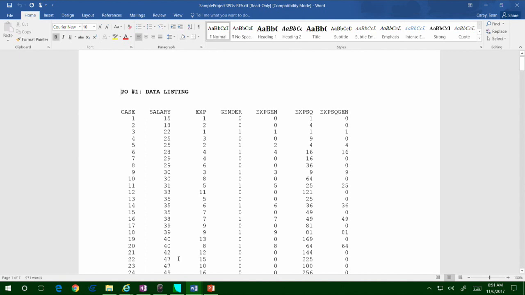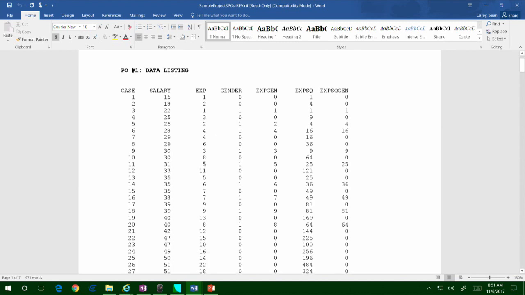Let's talk about each one. Maybe you have your printouts with you. You can be following right along with me. But at least be looking at the sample printouts I've posted up on Canvas for your third exam, so at least you know what we're discussing. All right. So printout number 1 is the data listing, okay?